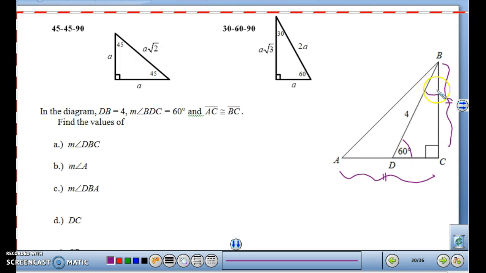DBC is this angle right here. Well, if this is a right triangle and this is 60 degrees, this is 90, that makes DBC equal to 30 degrees, because this has to add up to 180 degrees. So DBC is 30 degrees.